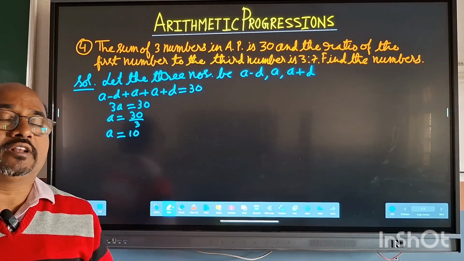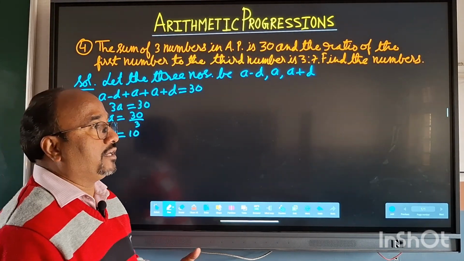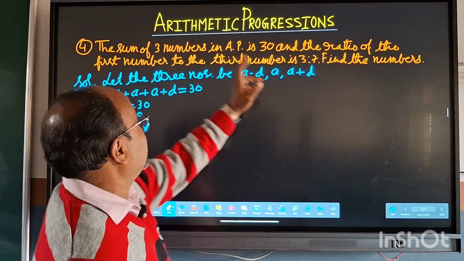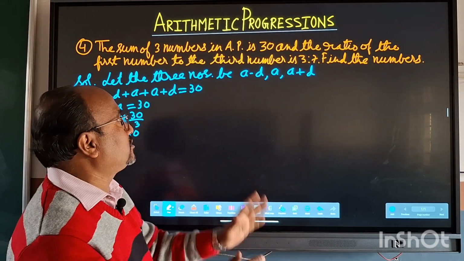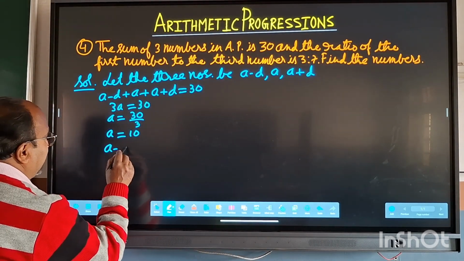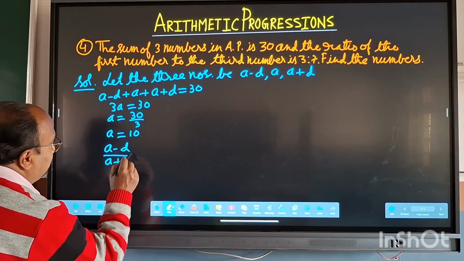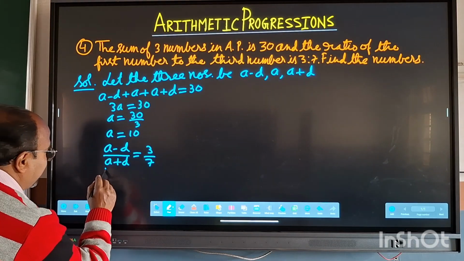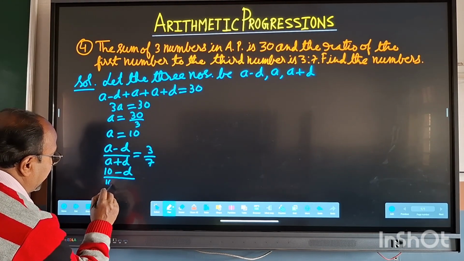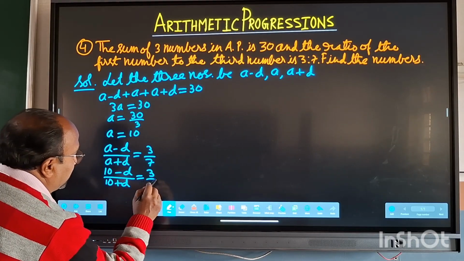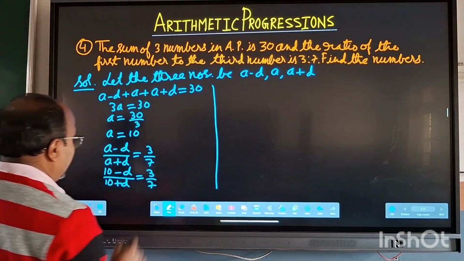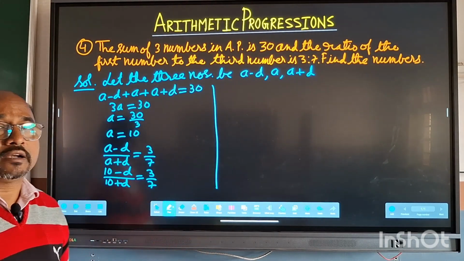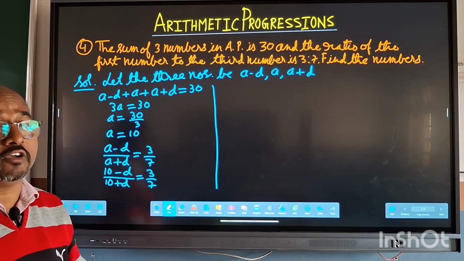Now the second condition will help me in getting the D value. The ratio is told of the first, which is A minus D, and the third, which is A plus D. The ratio of these two is 3:7. So I will write it as A minus D by A plus D equals 3/7. Now we know the value of A as 10, so I will write here 10 minus D by 10 plus D equals 3/7. Now I can solve it. If you are good in componendo dividendo, you can apply that and solve it. But many find it difficult, so I'll solve it by a simple way of cross multiplying.